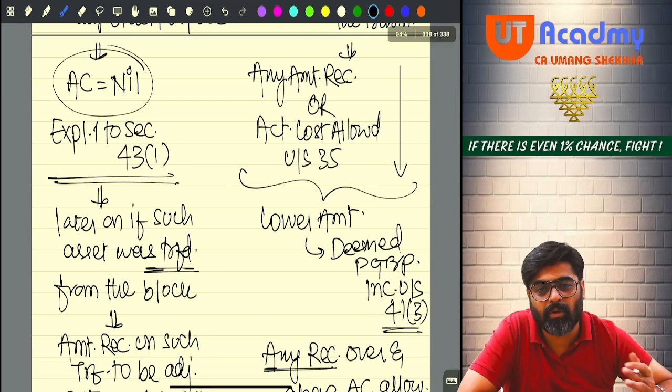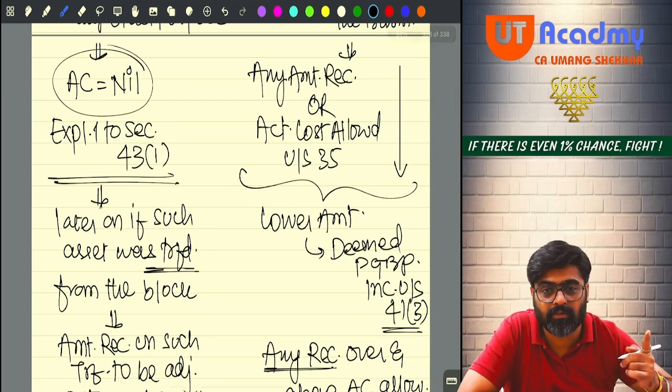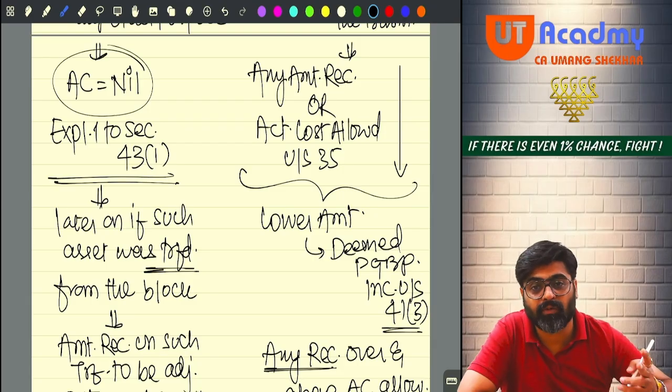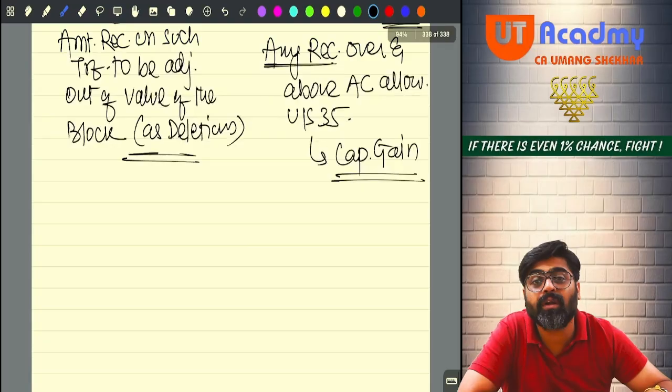If the amount recovered is 5 lakhs, then 5 lakhs recovered, or how much cost was allowed? 5 lakhs. 5 lakhs or 5 lakhs, whichever is lower, 5 lakhs. And there is no recovery over and above 5 lakhs. No capital gain will arise.